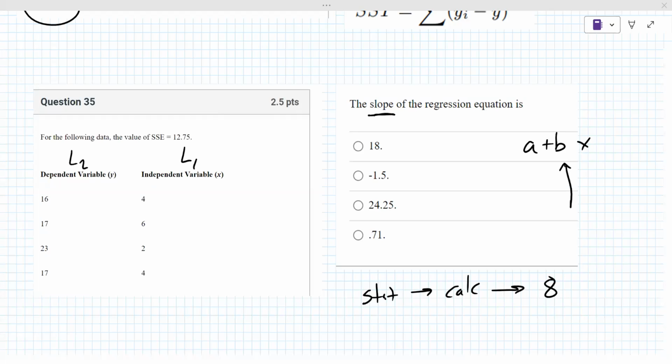Stat, calc, you're doing number 8, LinReg. Okay, one second. So it's not a test. It's stat. Yeah, I have the data, quit, and then stat calc. Okay. I got it. Okay, fantastic.